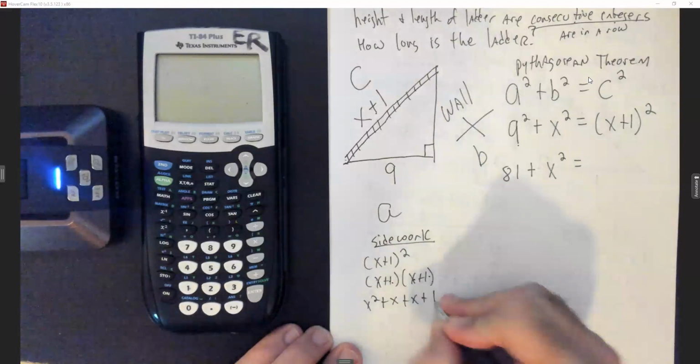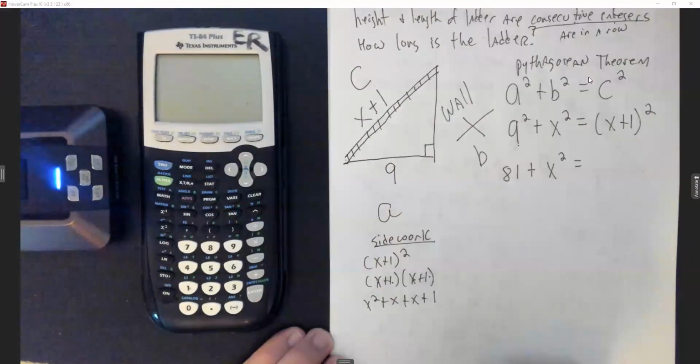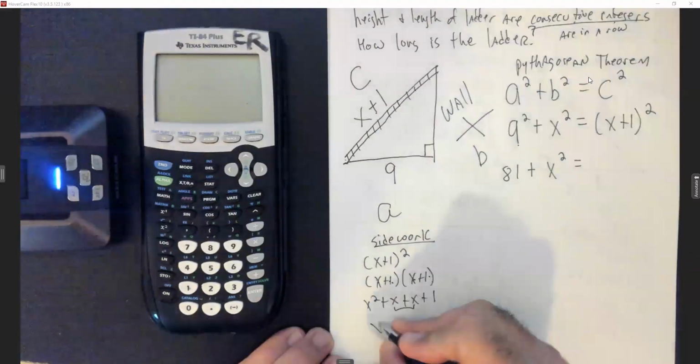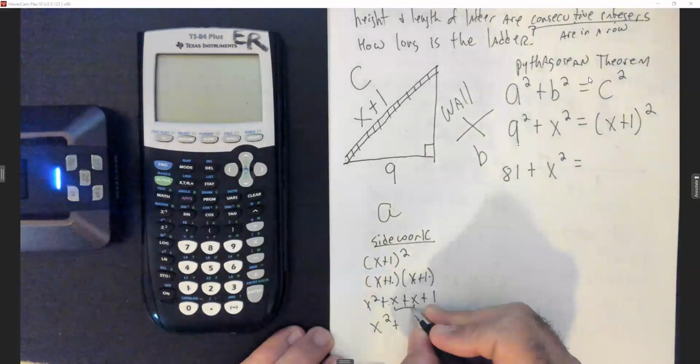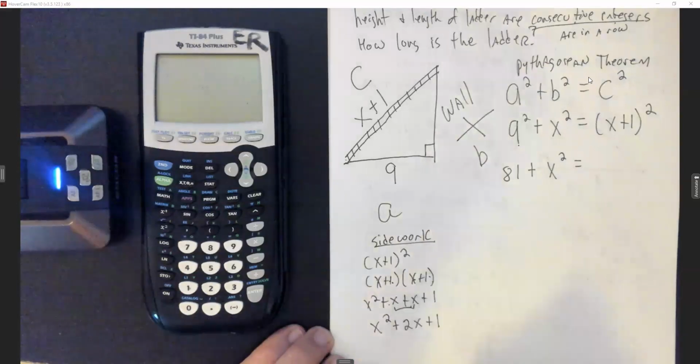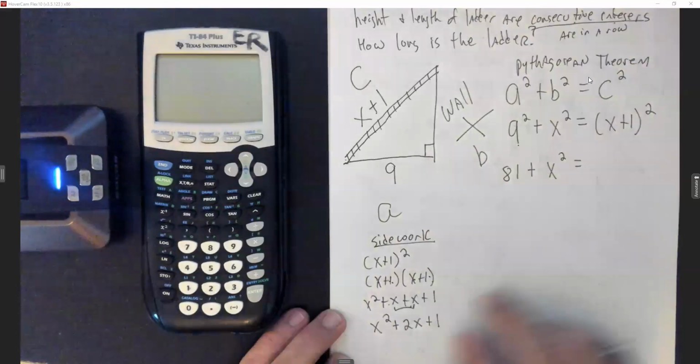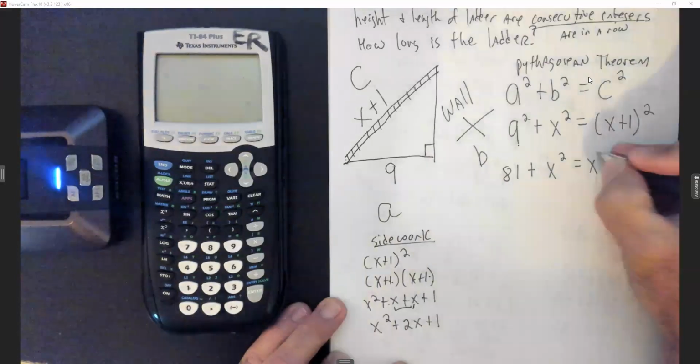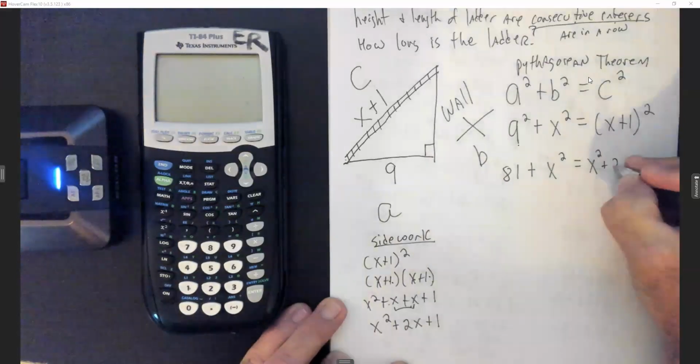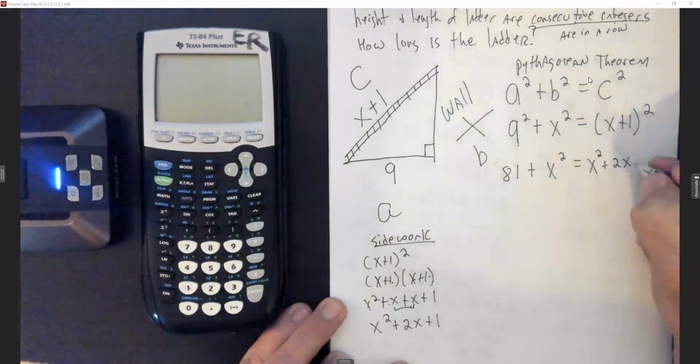And then once again, add the like terms. So I get an x squared. 1x plus 1x gives me 2x. And then my 1 at the end. So I can now replace the right side with x squared plus 2x plus 1.